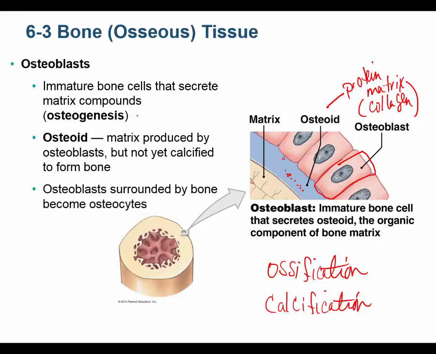The formation of bone is called osteogenesis. This is the word right here, osteogenesis. By the way, I'm going to give you the opposite of osteogenesis in a second. It's called osteolysis. That's when you break down bone. So osteogenesis versus osteolysis.